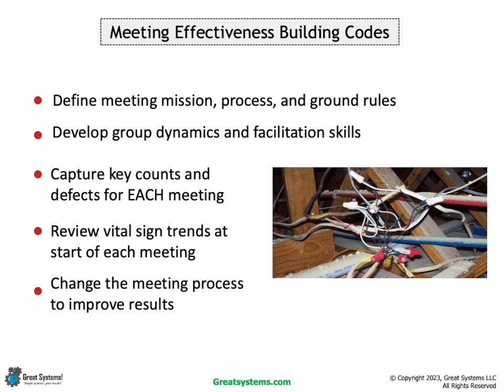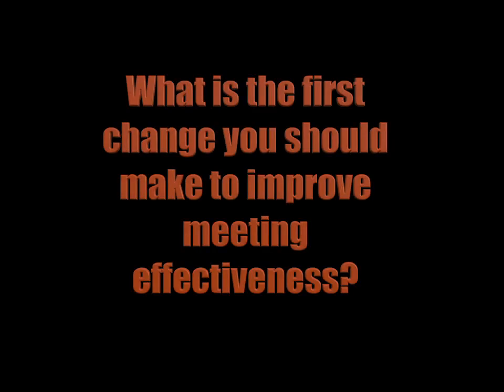Develop group dynamic skills and facilitation skills. Capture key counts and defects for each meeting. Review vital sign trends at the start of each meeting and change the meeting process to improve results. Let different people lead the agenda. Mix up the agenda items. Try to have different types of topics. Try to use visual aids more. Try to bring examples into the meeting more. Try to do things virtually instead of face-to-face. Try to do things face-to-face instead of virtually. But try to get something different to change the results.